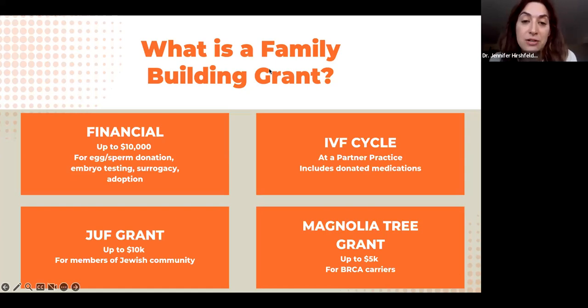But the biggest thing to decipher for most is, am I applying for financial or am I applying for an IVF cycle grant? You should ask yourself, what is it that I'm hoping to obtain from this grant? Is it an IVF cycle for me and my partner? Please apply for the IVF cycle. If it's egg donor or sperm donor or gestational carrier, please apply for a financial grant.